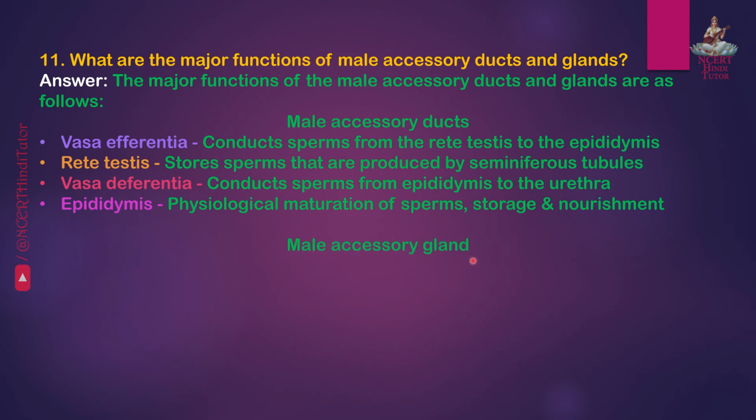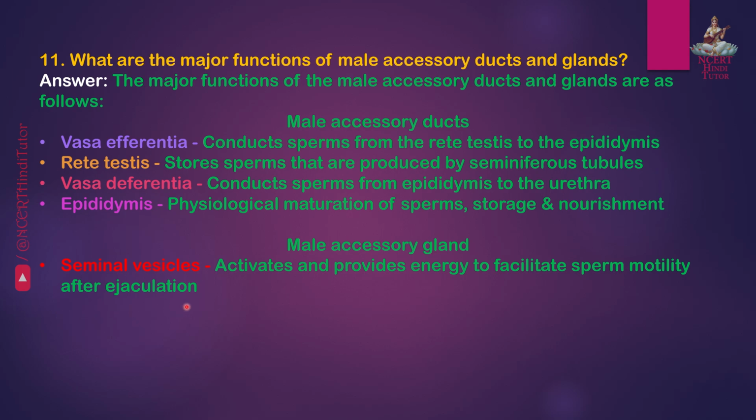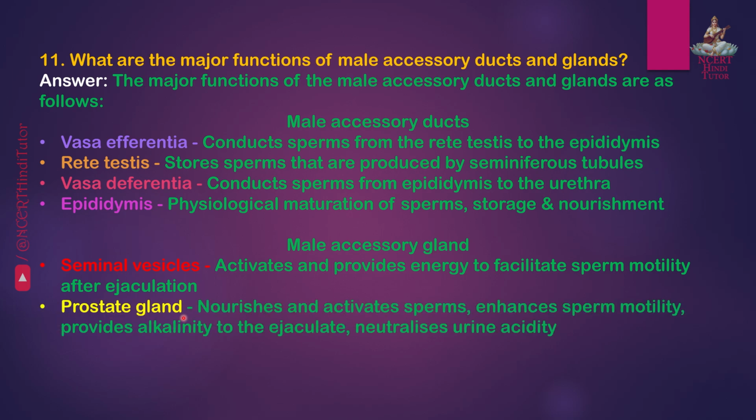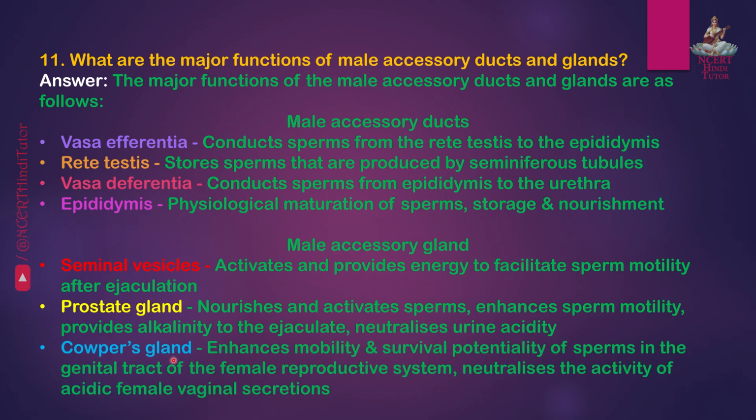Next, male accessory gland, seminal vesicles, activates and provides energy to facilitate sperm motility after ejaculation. Next, prostate gland nourishes and activates sperms, enhances sperm motility, provides alkalinity to the ejaculate, neutralizes urine acidity. Next, Cowper's gland enhances mobility and survival potentiality of sperms in the genital tract of the female reproductive system, neutralizes the activity of acidic female vaginal secretions.